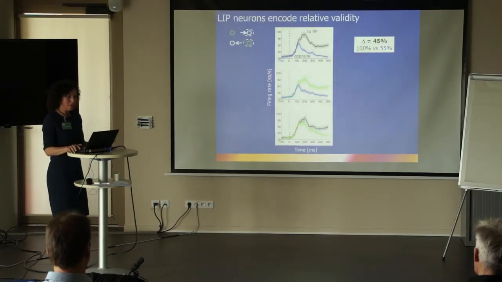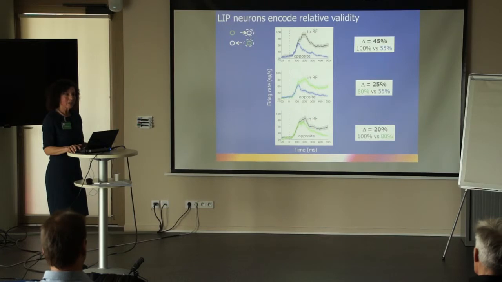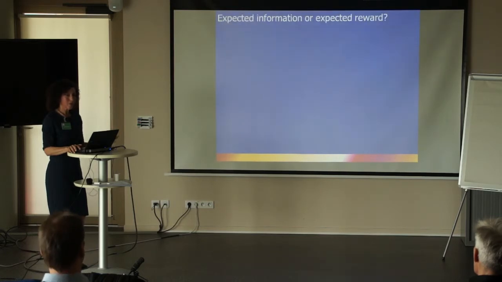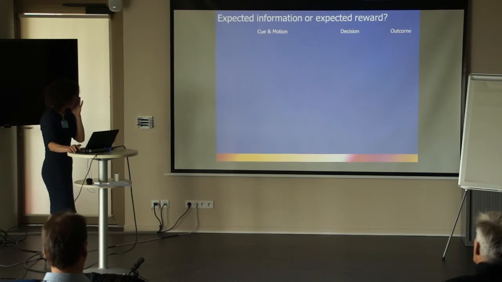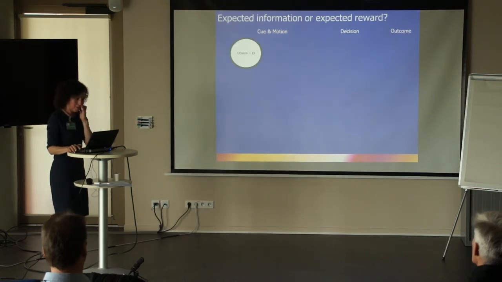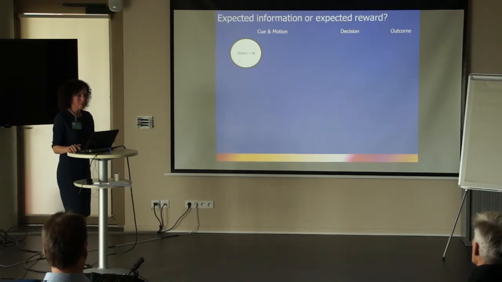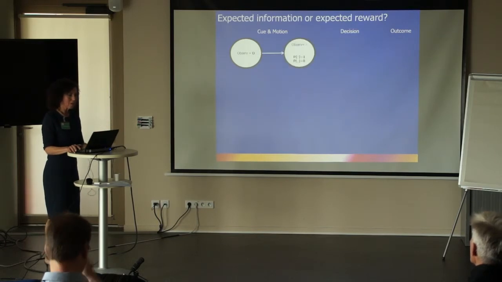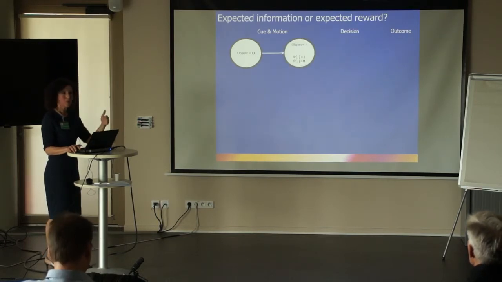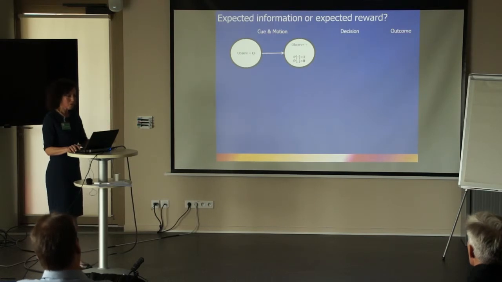Okay, so the neurons are sensitive to validity. And now we have to get to the question: could it be simply expected reward, or is there something else? Let's go back to the MDP model, and let's try to write this task. So let's say you have a 100% valid Q, right? You see a black border. And then you observe a motion. Let's say, for simplicity, you see the motion going up.